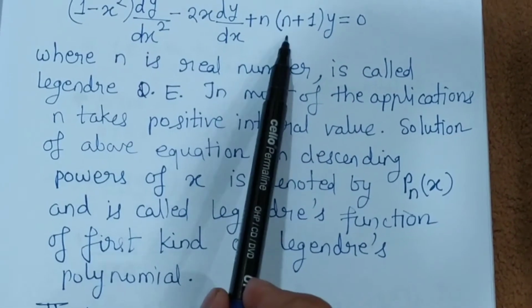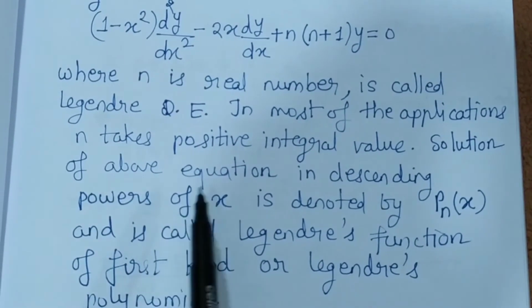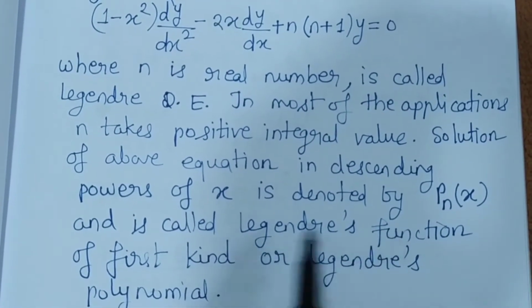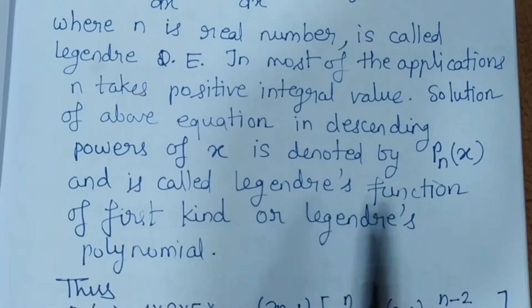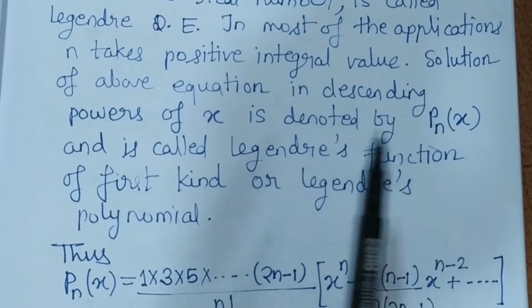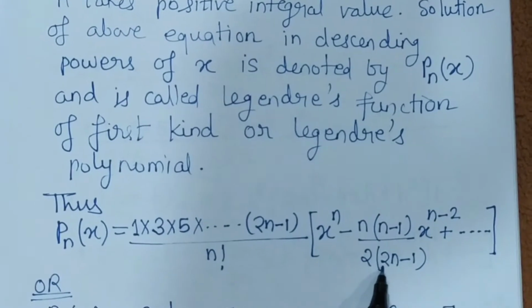The solution of this differential equation in descending powers of x is called the Legendre function of the first kind or Legendre polynomial, and is denoted by Pn(x). Thus, Pn(x) is given by this expression.